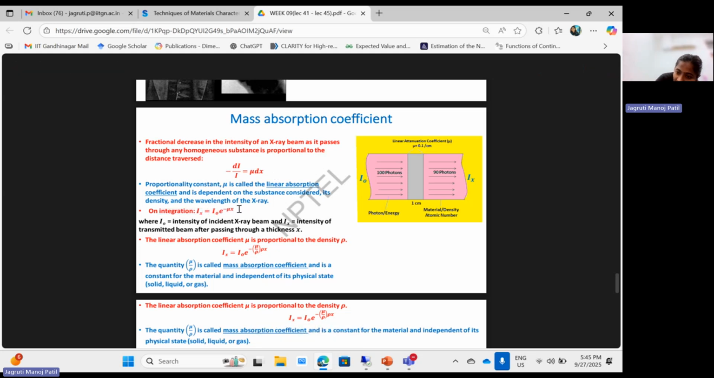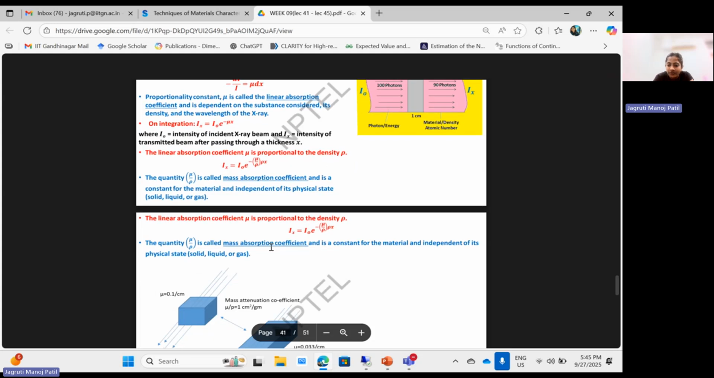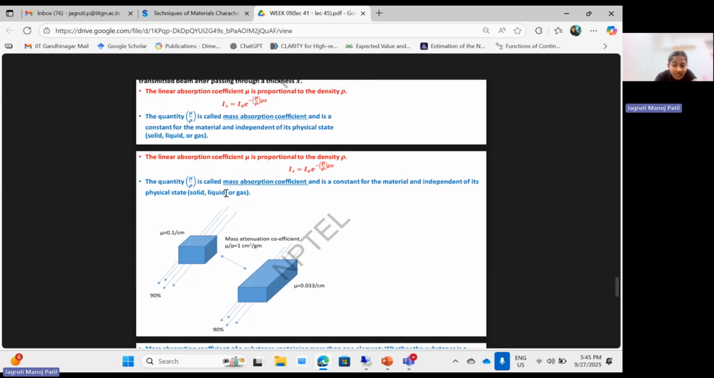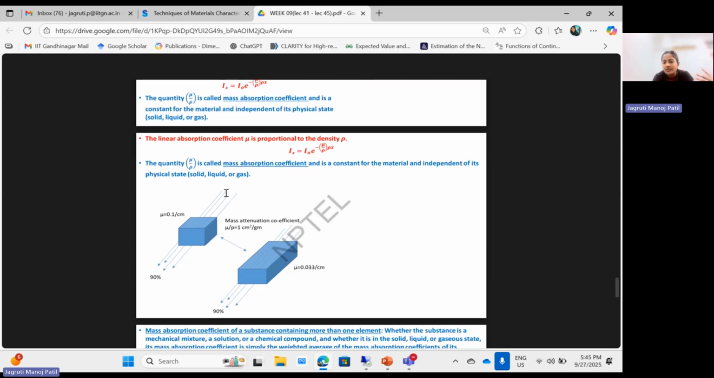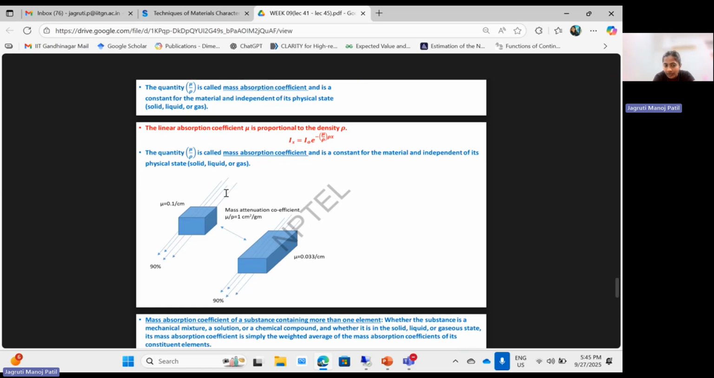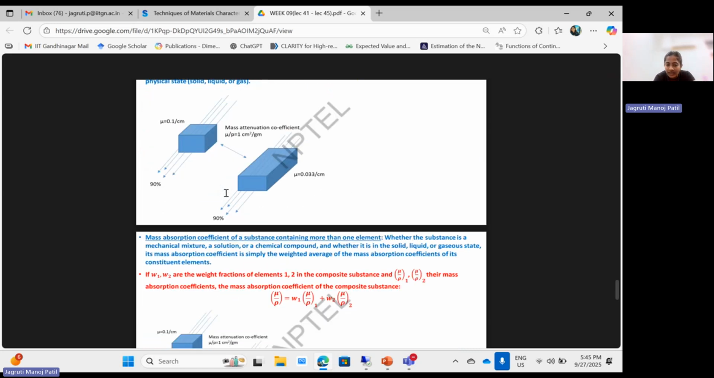Ix is I naught times e to the power minus mu x. Okay. So it is also proportional to density. Divide by density, multiplied by density, you just get a physical state of any material, whether it's a solid, liquid, or gas. So this particular coefficient, if it's just mu, it's your linear absorption or attenuation coefficient. When it's mu by rho, then it's your mass absorption coefficient, because now density is being considered. And what's density? Density is mass by volume. So your mass is also considered for that particular material for a given physical state of it.